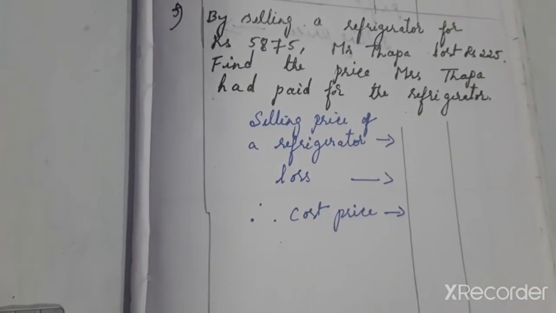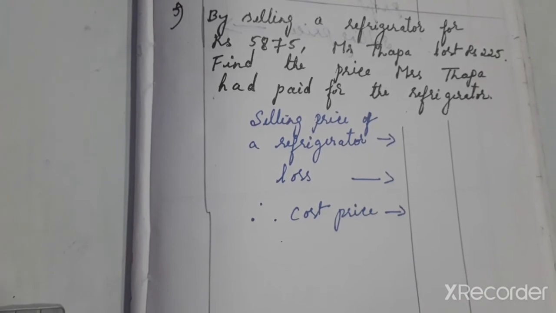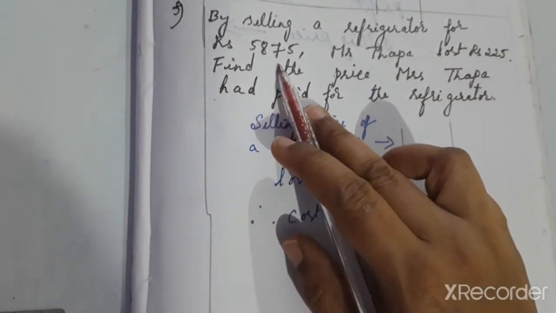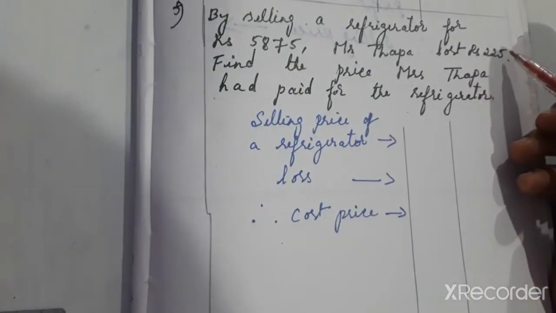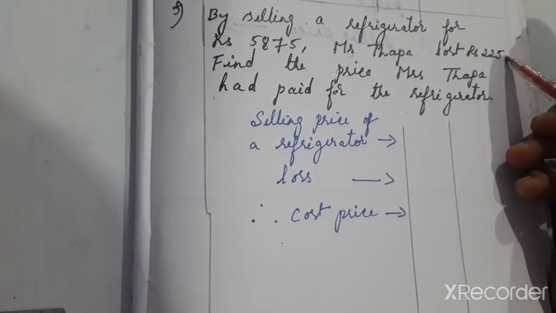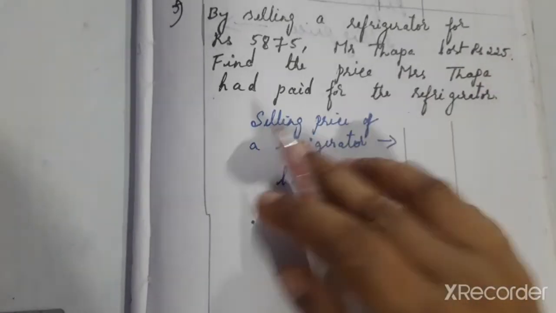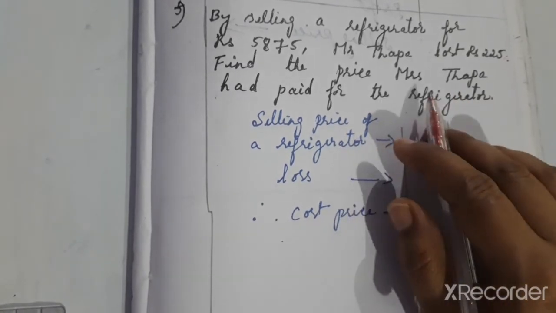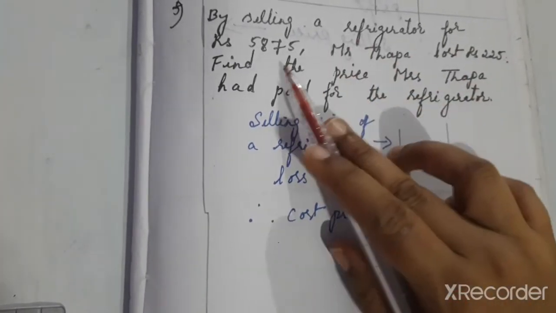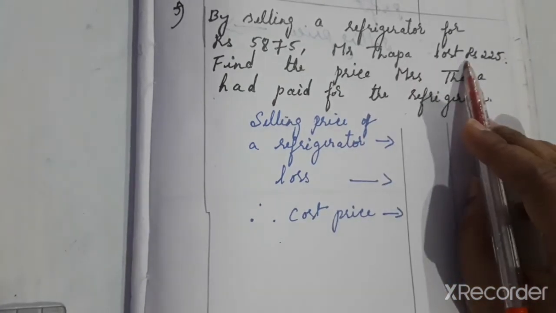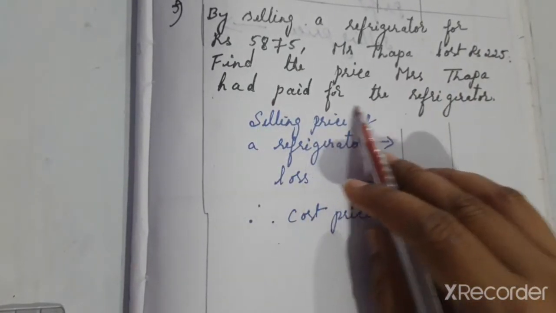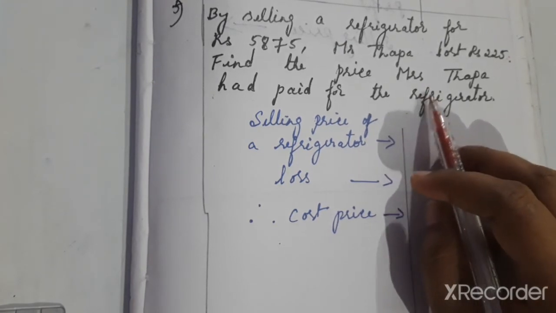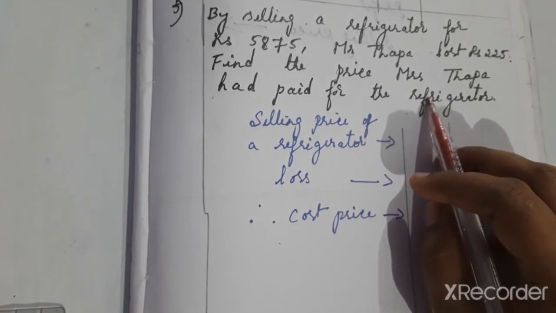Now the fifth question. By selling a refrigerator for rupees 5,875, Mr. Thapa lost rupees 225. Find the price Mr. Thapa had paid for the refrigerator. So paid for the refrigerator means it is the purchase amount. Selling price is given. Loss is 225. So what amount did he pay for the refrigerator at buying time? We have to find the purchase amount, or cost price. Purchase amount and cost price are one and the same.